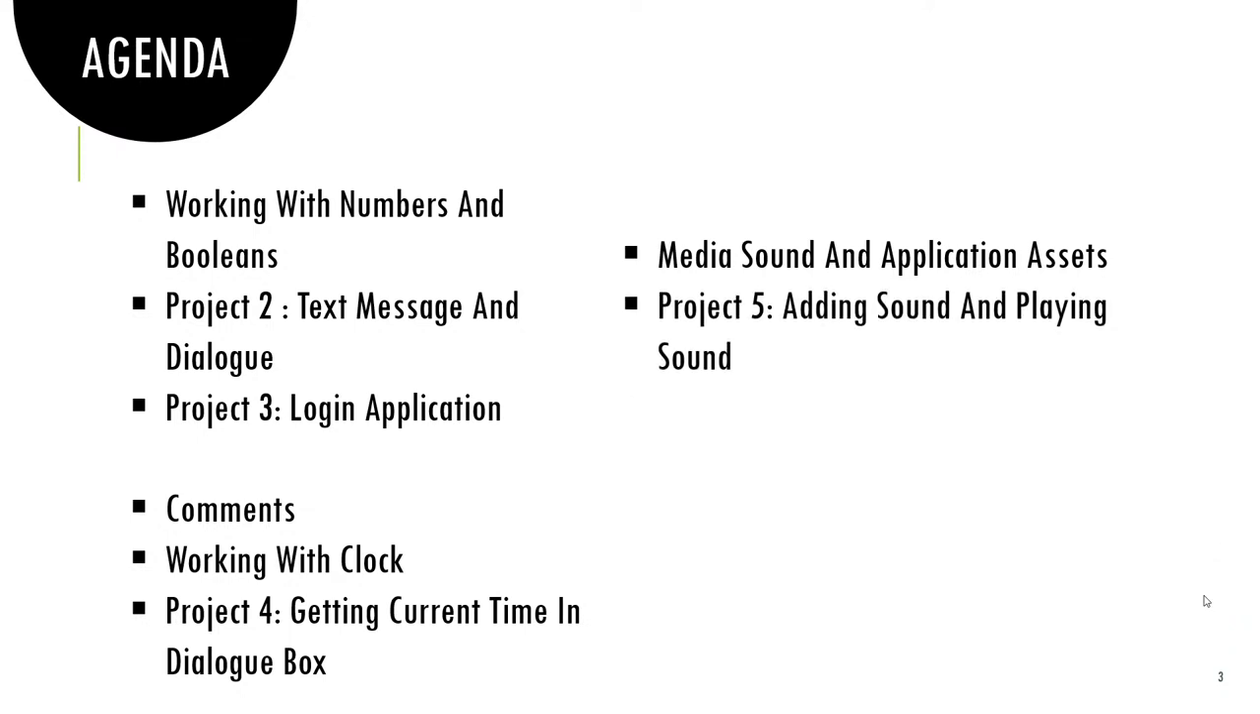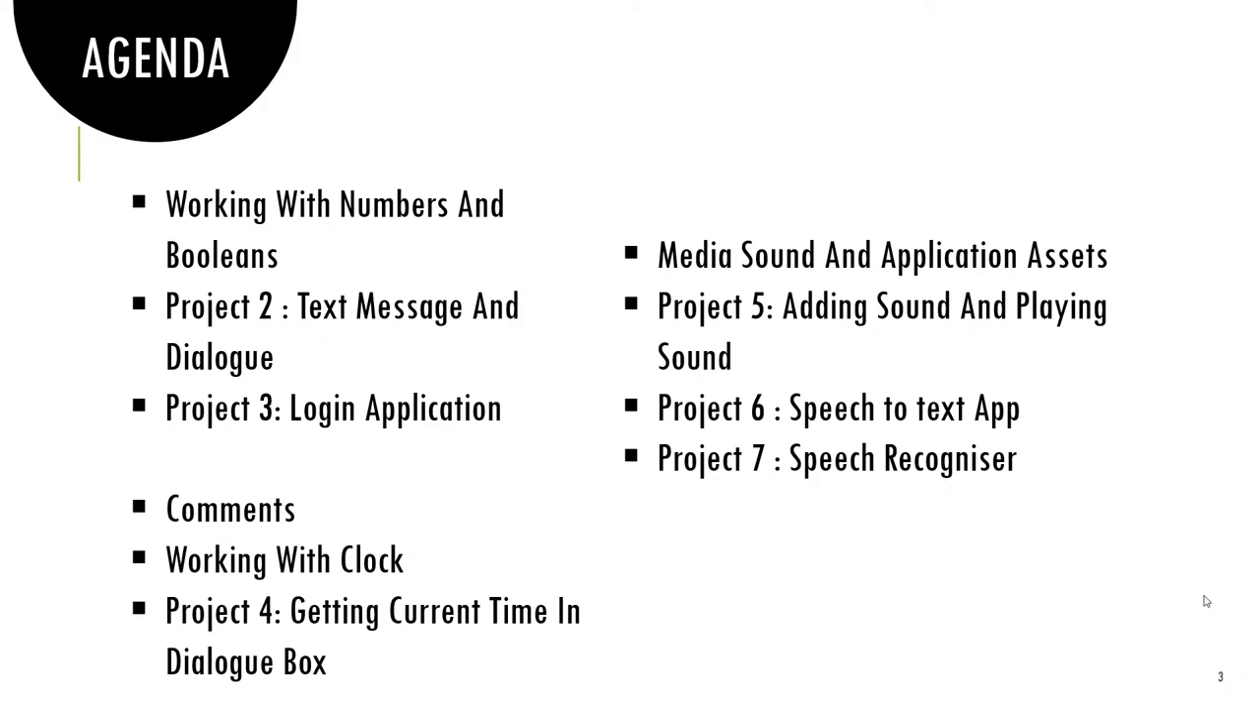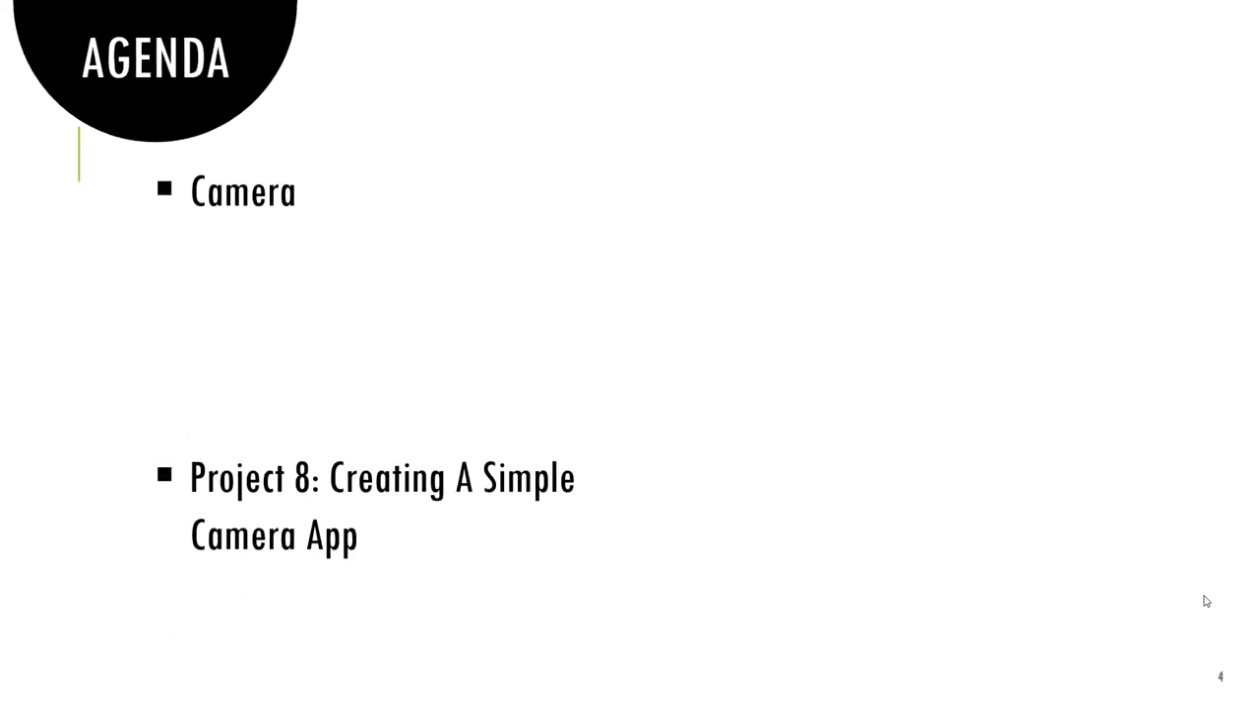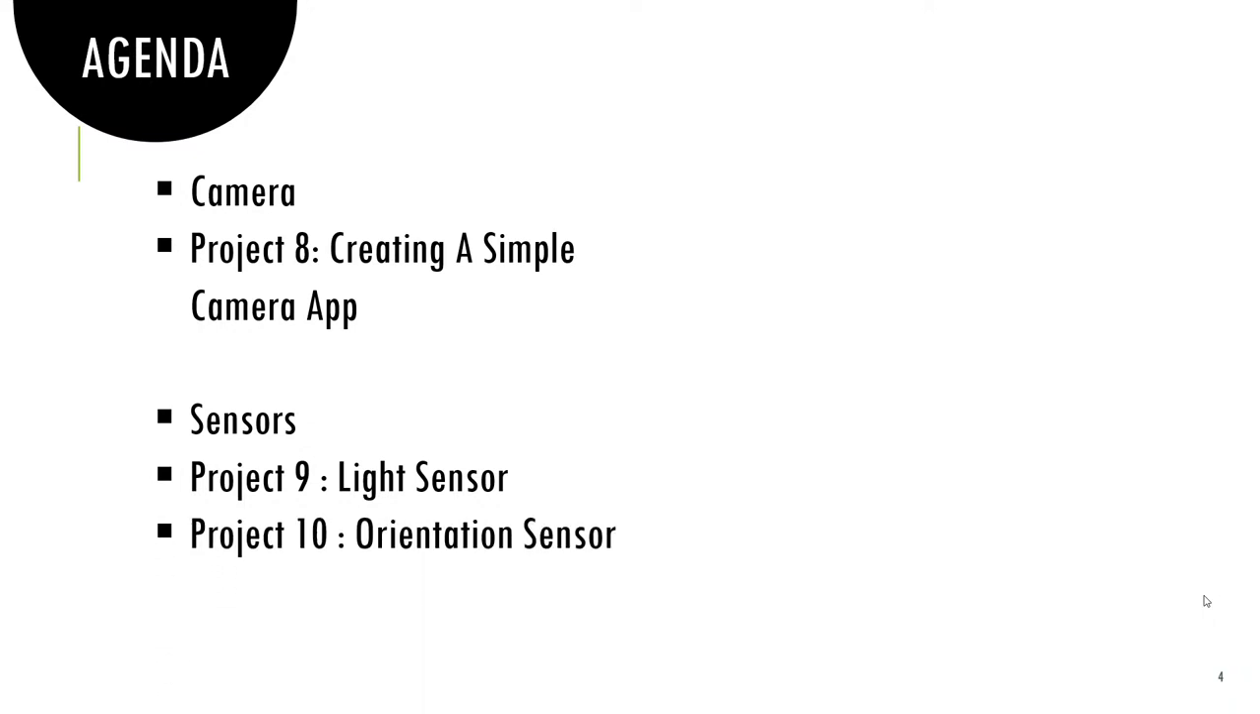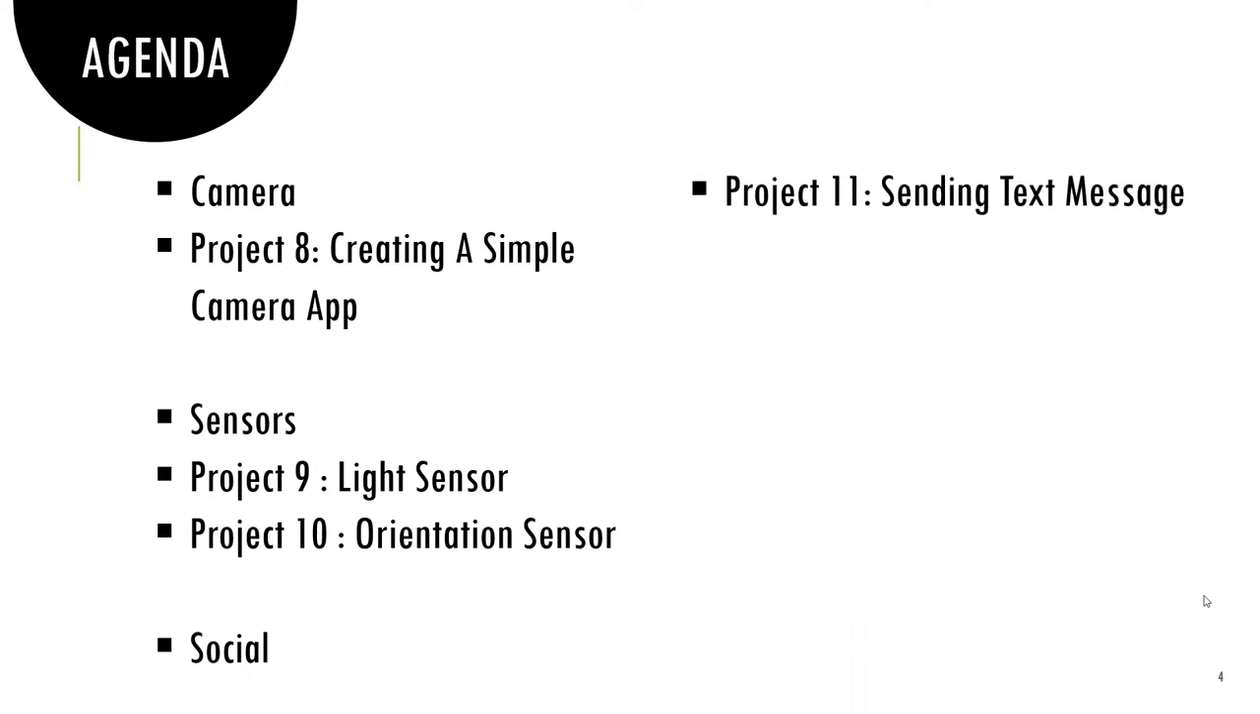Then we'll see how to use the text to speech app. We'll see how you can speak and that converts into text, that is, a speech recognizer, as project 7. We'll also cover the camera and create a simple camera application. In addition, to make it better, we'll also use two sensors: a light sensor as project 9 and an orientation sensor as project 10. Moving ahead, we'll also see how to create a phone call application and a text sending application. And at the last, if we have enough time, we'll also see a web browser.